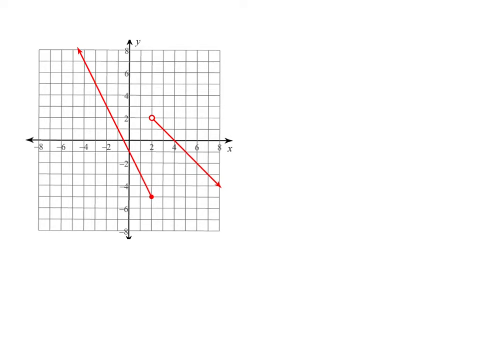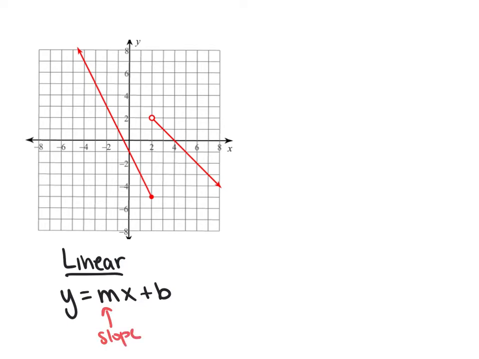In order to write a line, for a linear function, we can write all of our linear functions as y equals mx plus b, where m is the slope and b is the y-intercept. So we need to identify slopes and y-intercepts for each one of the lines, and then we can identify the specified domains that we're graphing on, and then it'll give us the equation.